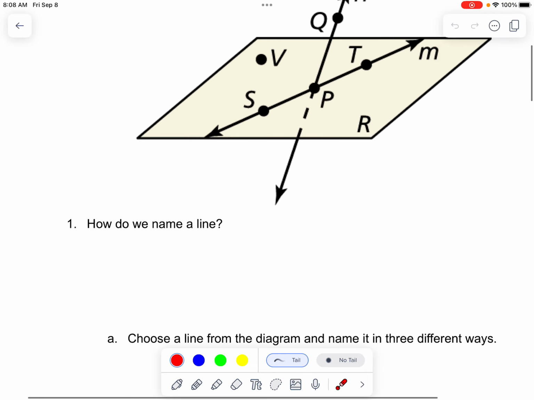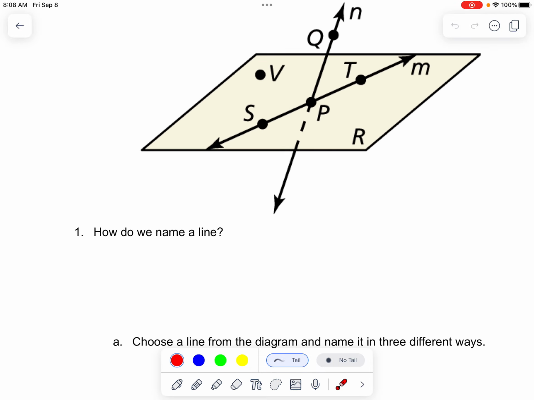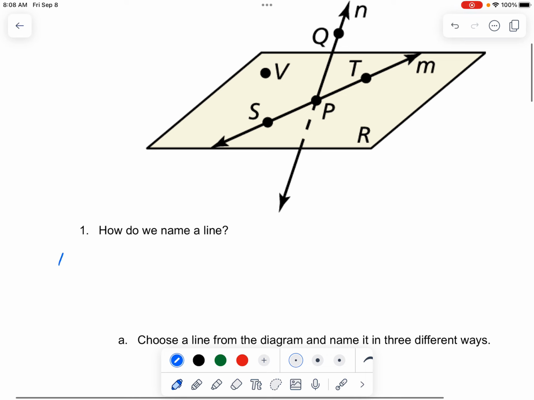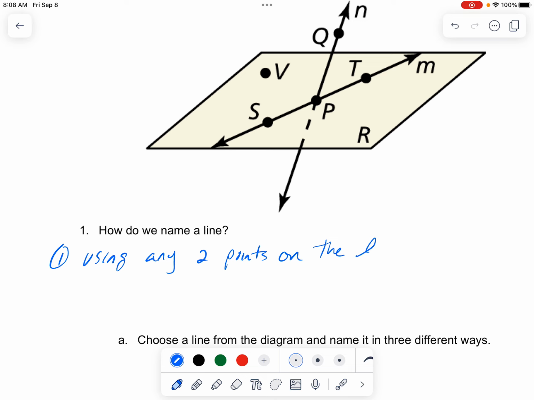So the first thing on here is talking about how do we name a line. And there are two different ways that we can name a line. The first way is using any 2 points on the line. And it doesn't matter what order those points are in. I'll do an example in just a second.